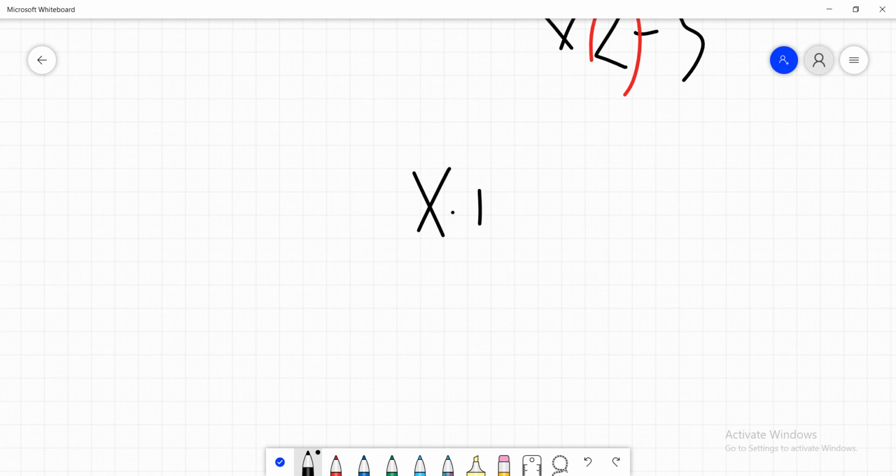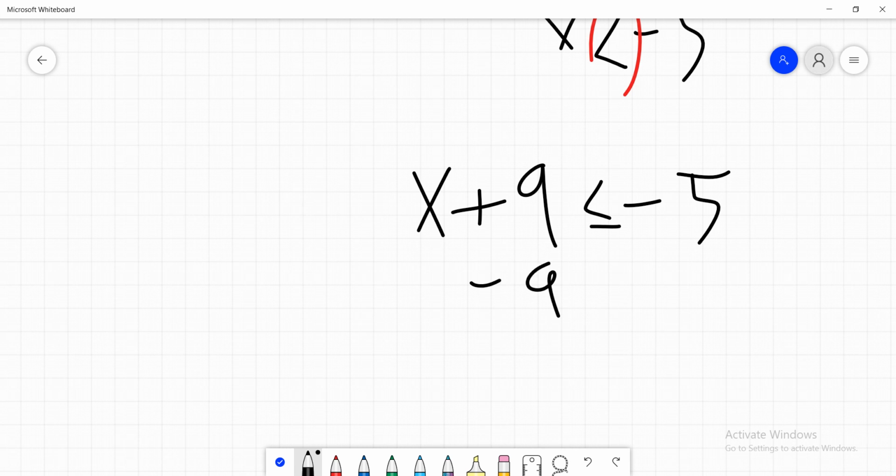So let's try another practice problem, and let's say x plus 9 is less than or equal to negative 5. Exact same thing. You subtract 9 from both sides and then you'd have x is less than or equal to negative 14.